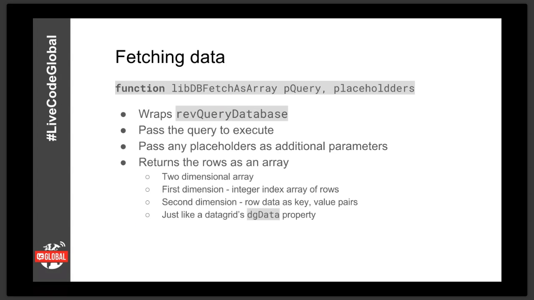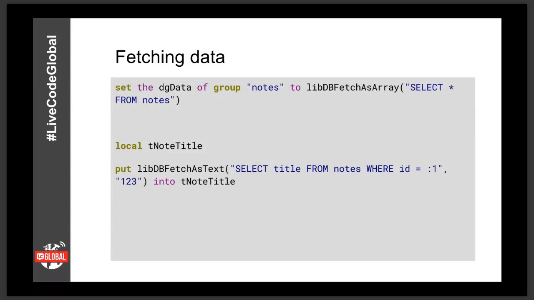In that case, we want to use libdb fetches array, which is similar, but this time it returns the data as a 2-dimensional array, with the first dimension being an integer index of all the rows, and the second dimension being the key value pairs. So that's just like a data grid's DG data property. So an example for select star from notes, it will return 1, 2, 3, 4, 5 as the first dimension if there's 5 notes, and then row number 1 would be title equals as an array. So an example of that is set the DG data of group notes to libdb fetch array select star from notes.